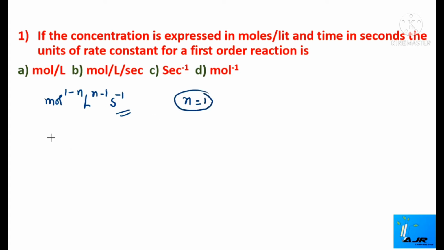So let us see how to find it out. Mole 1 minus 1, liter 1 minus 1, S minus 1. See, this will be 0, this will be 0. So the final unit will be S minus 1, that is second minus 1. So option C is correct. Understood, students?